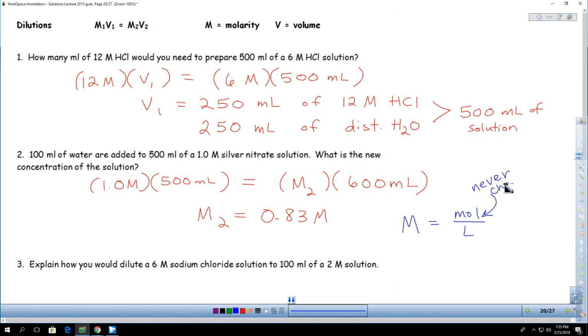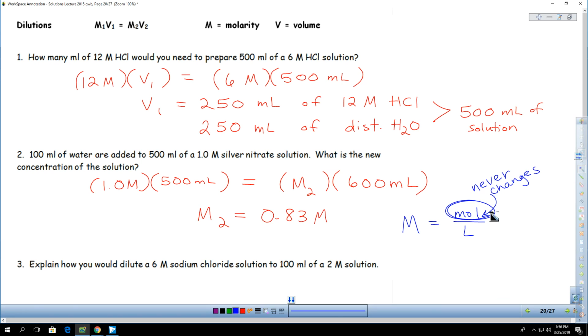Never changes. We don't change the moles. So if this was silver nitrate or sodium chloride or whatever it might be, whether I add water or I remove water, that doesn't change the amount of solute. There's still the same amount of silver and nitrate in that beaker. You've just added more water. So the moles stays constant.